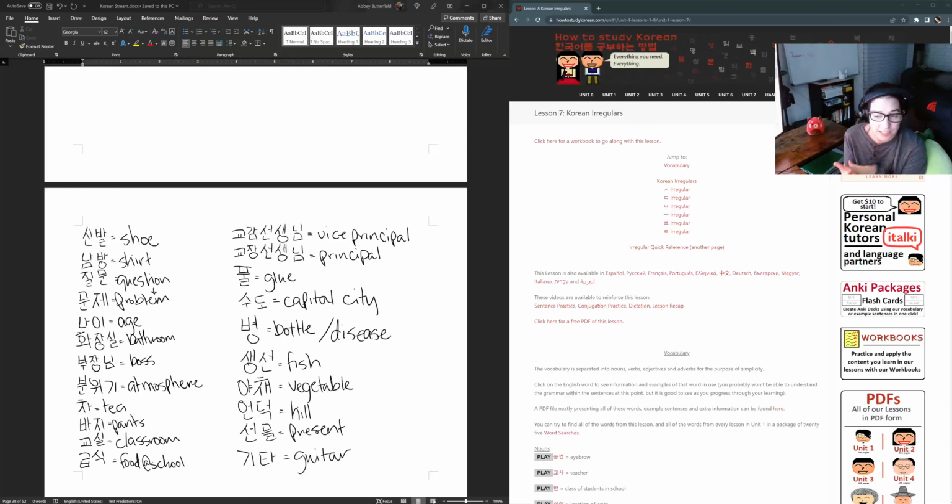나이, 화장실, 두간, 부장님, 보이기. So, 보이기 is not like the atmosphere itself. It's like the atmosphere of something. Like, ooh, the atmosphere in here is not good. That sort of atmosphere, not like, oh, you know, global warming atmosphere. 차, 바지, 교실, 음식, which is food at school, which is different than 음식, which is just regular food. We have 교감 선생님, vice principal, and 구장 선생님, which is principal.